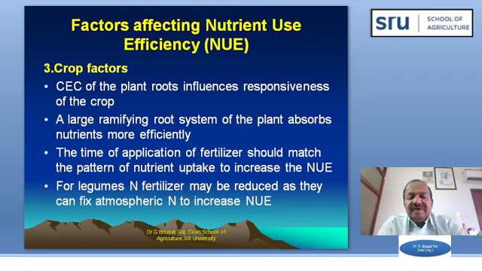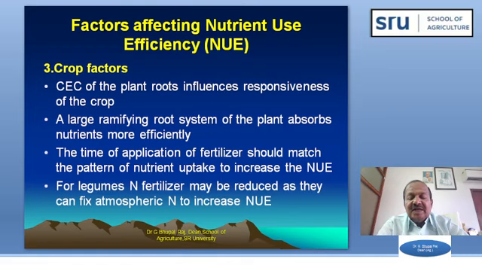The time of application of fertilizers should match the pattern of nutrient uptake to increase the nutrient use efficiency. For example, for some crops the requirement varies from stage to stage. Rice requires more at the tillering stage, and some fertilizers, just like potash, it requires at the panicle formation stage. So the application of the nutrients should match the requirement of the nutrients by the crop.